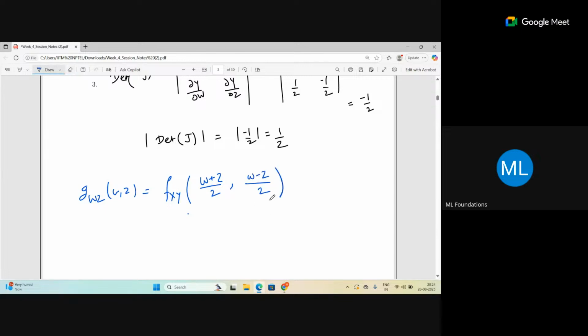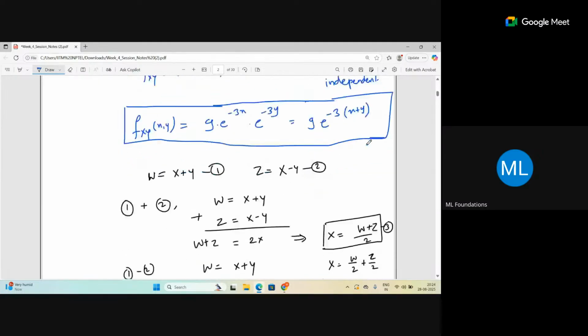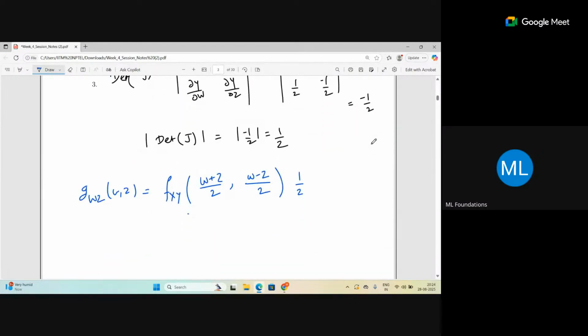W minus Z by 2 into determinant of Jacobian. So modulus that is equal to half. But what is fxy here? It is 9 e to the power minus 3 x plus y. So I'll substitute the values of x and y here to get the joint density.